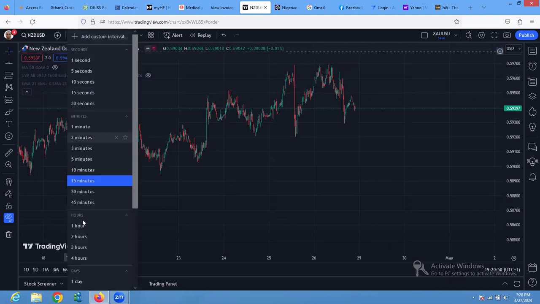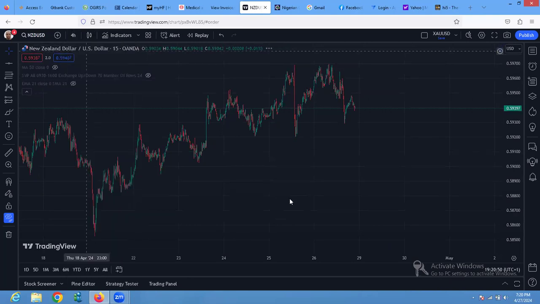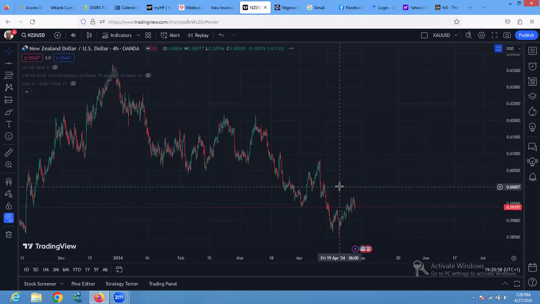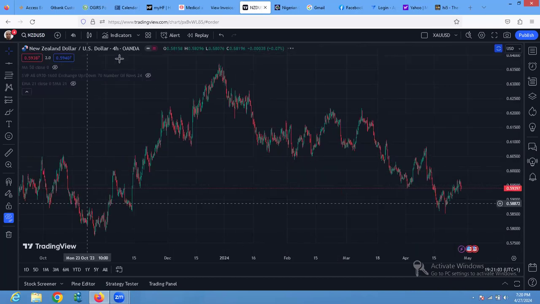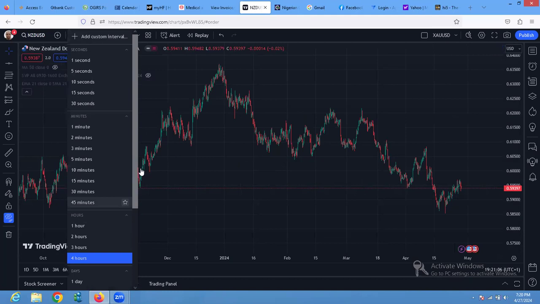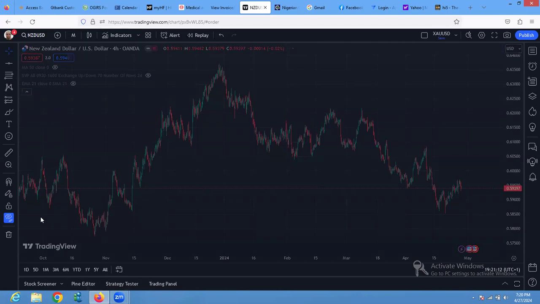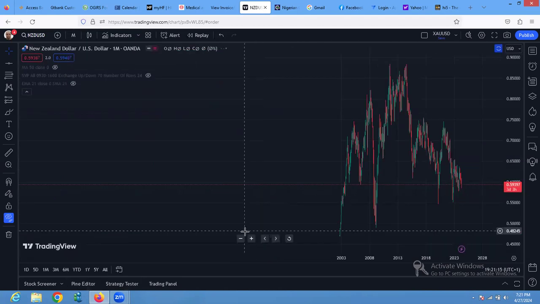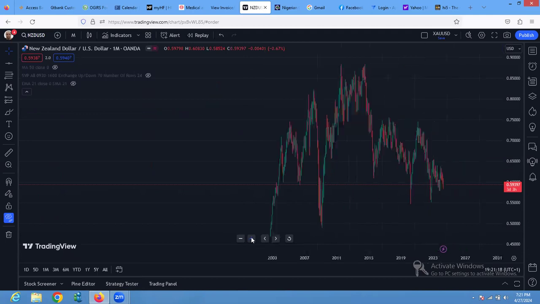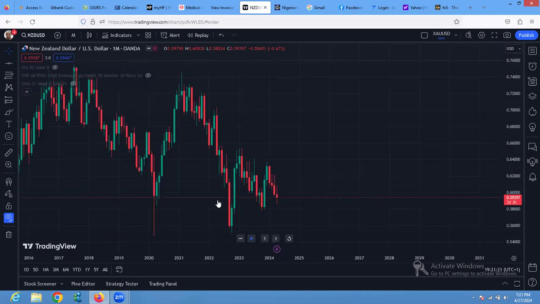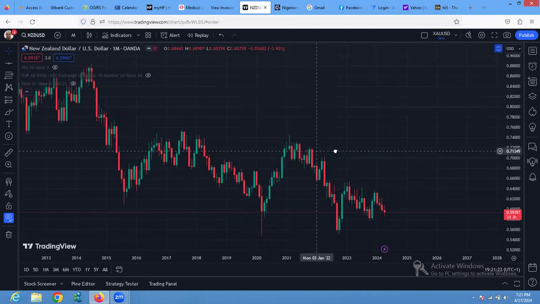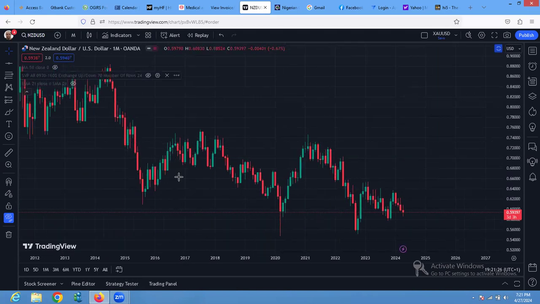In NZD/USD, we are looking at a possible correction also. This might be giving us an ABC correction. The bigger picture of NZD/USD, for you to really understand what is happening here, the big picture. So this is the big picture here. We are seeing that this wave had finished itself to the downside here, and we are probably having a bounce to the upside.